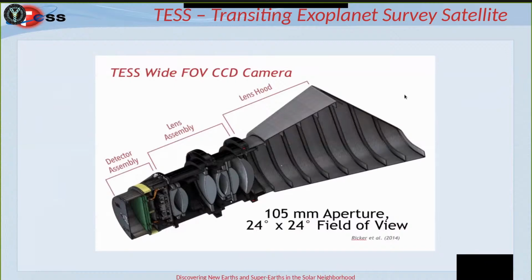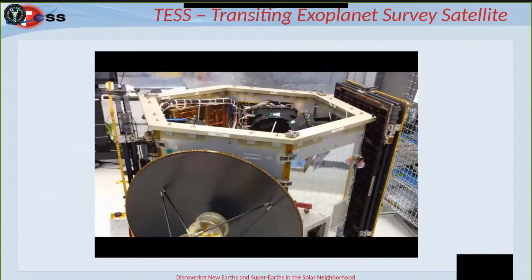So if we add the lens hood to this system, we will get something like this. The aperture is around 10 centimeters. The field of view is again 24 by 24 degrees. And this lens hood decreases the amount of stray light. As we will see later on, stray light is an important issue for TESS because TESS orbits Earth in a wide orbit. So let's discuss it a little bit later on.